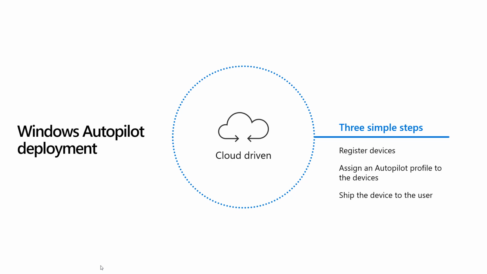So, three simple steps. You need to register this device, so you need to make this device recognizable as an Autopilot device. I will explain everything later. Then you need to assign an Autopilot profile to this device, and then you need to ship the device to the user. It can be done by you or by your hardware vendor.